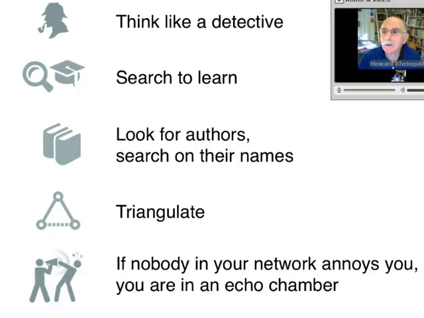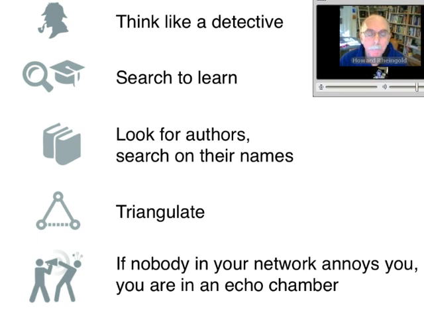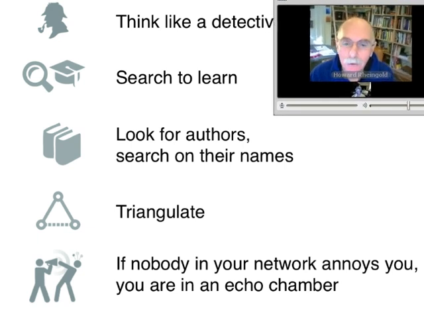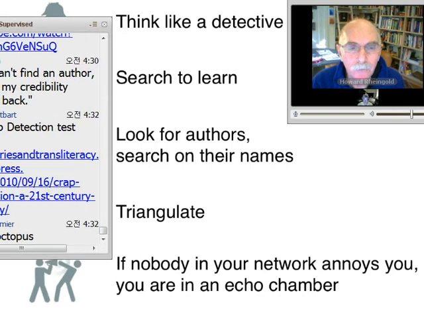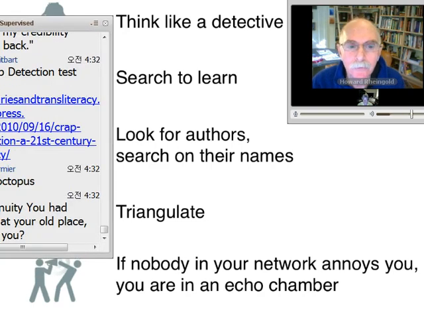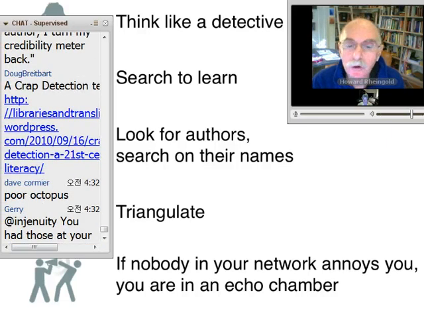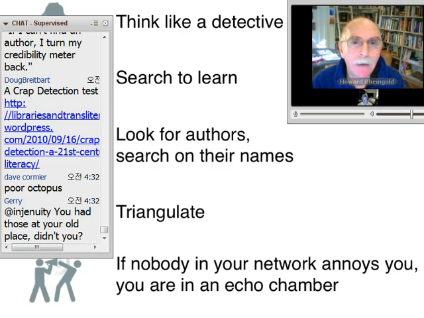So, again, to summarize crap detection, there's a lot more detail in the book and in that blog post on the wiki. Think like a detective. Look for clues. Start out skeptical. Search to learn. Don't just search to get an answer. Sometimes you just want to know where the nearest pizza joint is. But when you are trying to learn something, a search ought to be an ongoing exploration, not a one-stop shop. Look for authors. Search on their names.